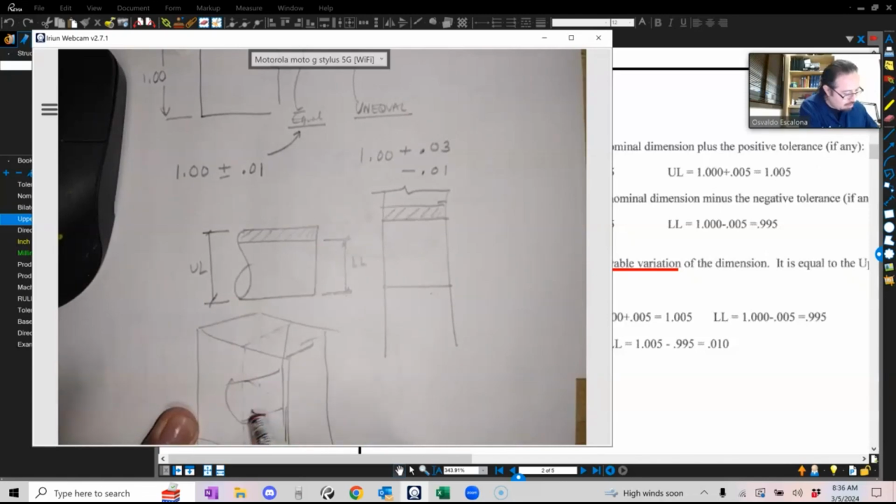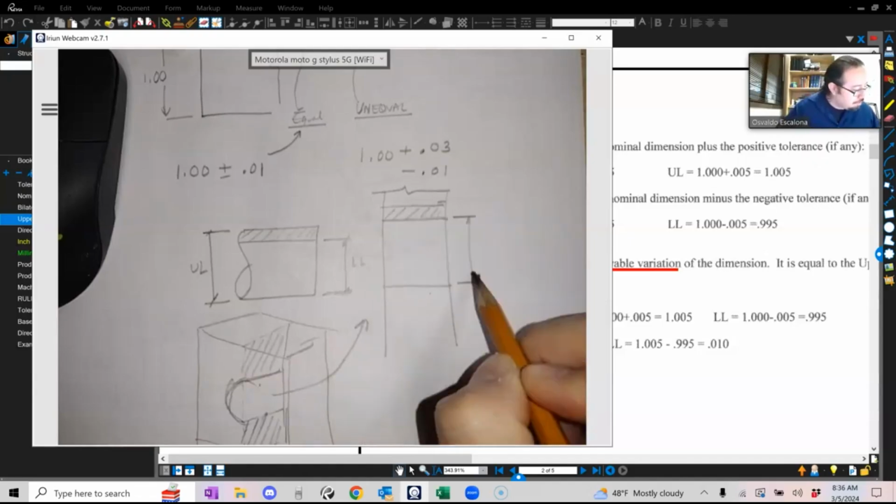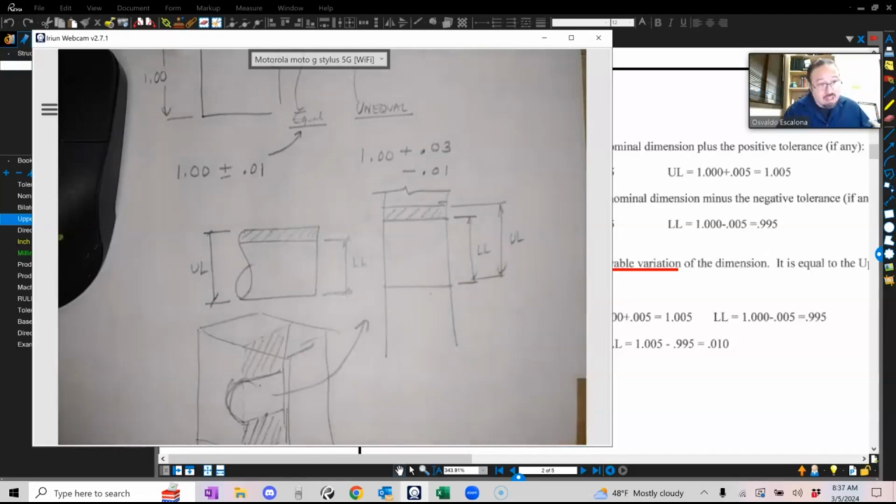See if I can cut through it. If I were to cut through the hole, this is what I would see. And again, you guys also will have your lower limit, and you will have an upper limit, right? So the biggest I can get, the lowest I can get, the smallest I can get.